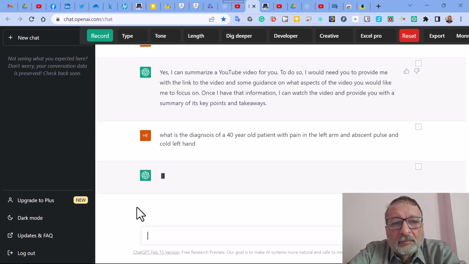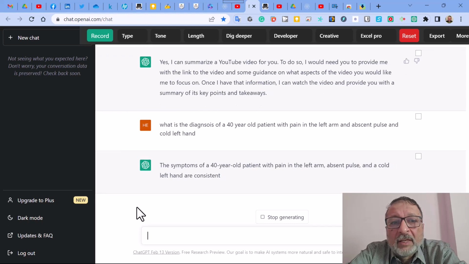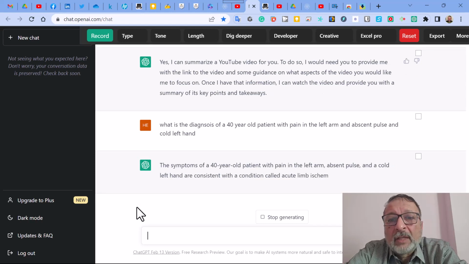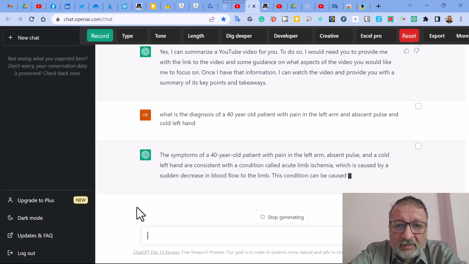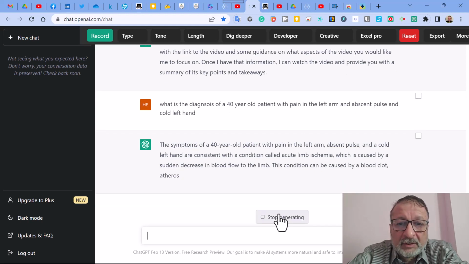Again, because there is a very high demand, it takes a little bit of time. I'm just trying to give you an example how this tool is extremely useful. So this patient can have an acute ischemia, chronic ischemia, can have a Steele syndrome. I've given him minimal amount of information. So the symptom, 40-year-old man, left hand, are consistent with a condition called acute limb ischemia. So we did diagnose that right. And it's caused by sudden decrease in blood flow to the limb. I can actually ask him what is the best investigation and so on. So it's pretty good. So when you get a difficult case, you want to think about it, why not?